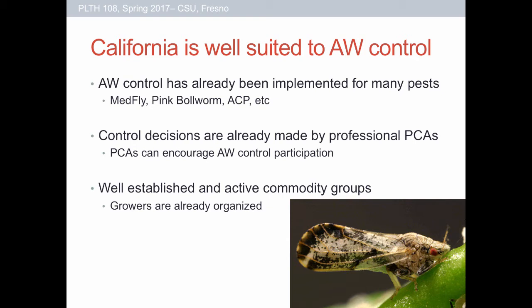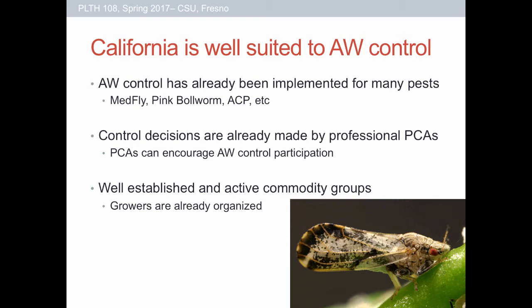And the nice thing about area-wide control is that we in California are really well set up to already use it. There are already a handful of programs in place, like the Medfly, Bollworm, and ACP programs. And the reality is that control decisions are already decentralized from the grower in a lot of cases. Oftentimes, a PCA is in charge of any sort of decision in the first place, so they can make decisions or at least work to convince a grower of the benefit of going in on an area-wide program.